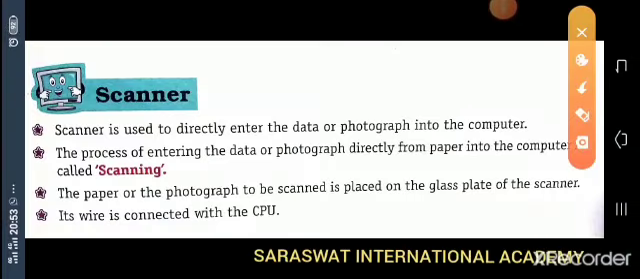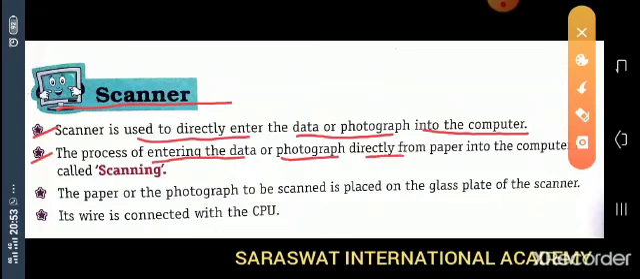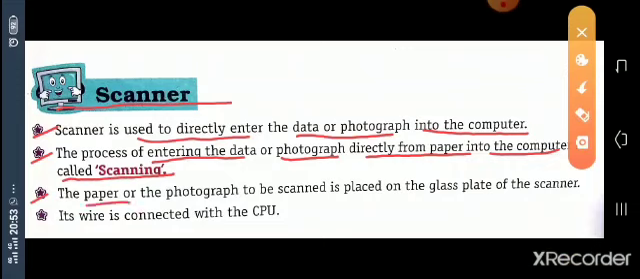Now our next topic, scanner. Scanner is used to directly enter the data or photograph into the computer. The process of entering the data or photograph directly from paper into the computer is called scanning. The paper or the photograph to be scanned is placed on the glass plate of the scanner. Its wire is connected with the CPU.